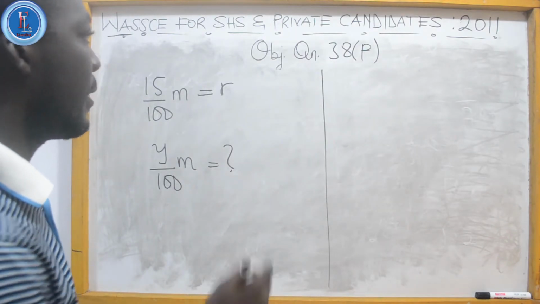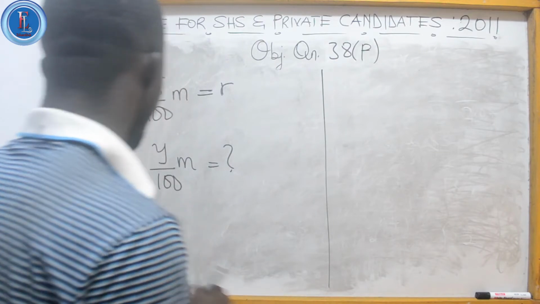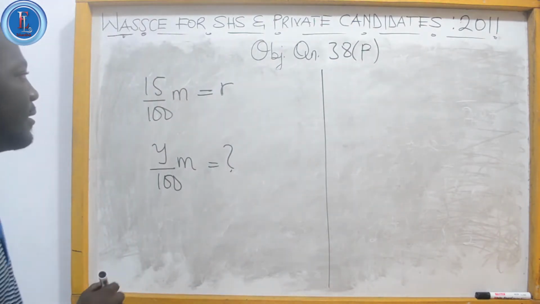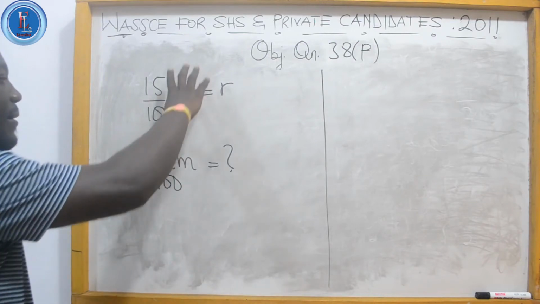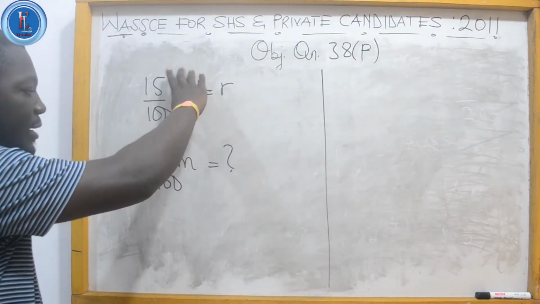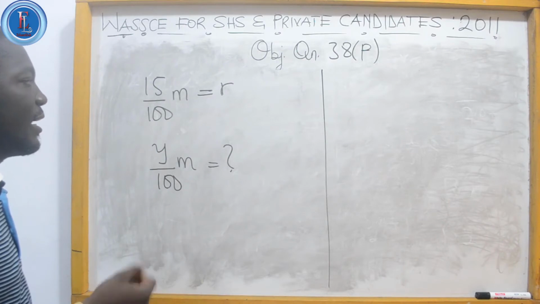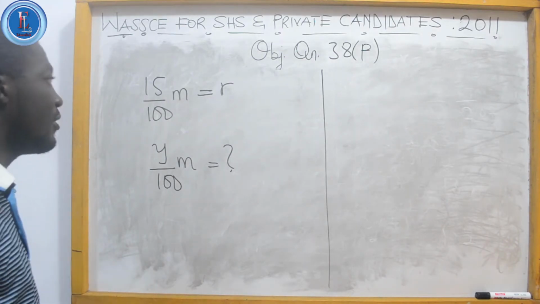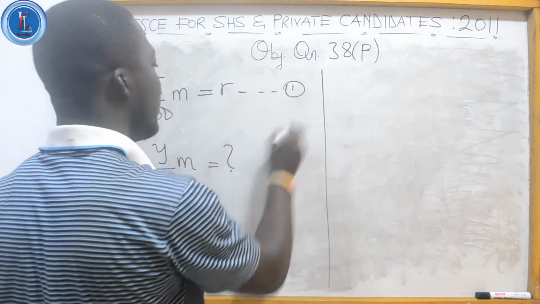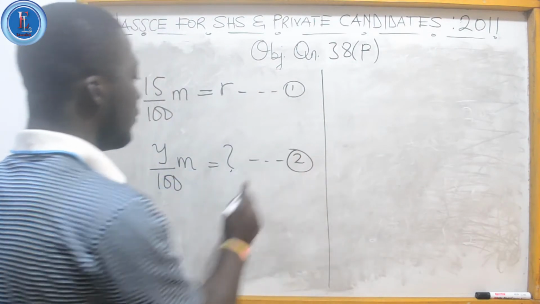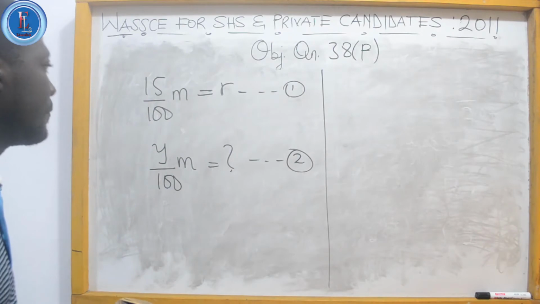So coming to this place, or I can continue from this side, 15% of m. What we are going to do is that we'll pick this first equation here and make m the subject. Afterwards, we do a substitution of m into the second equation. Let me name them equation 1 and equation 2, although the second one is not complete.